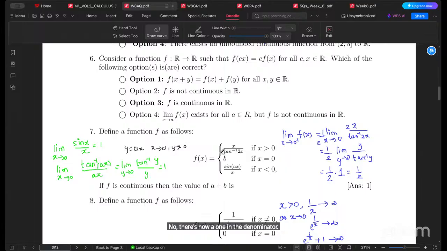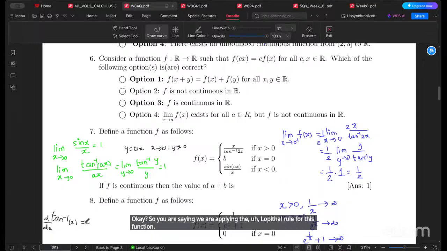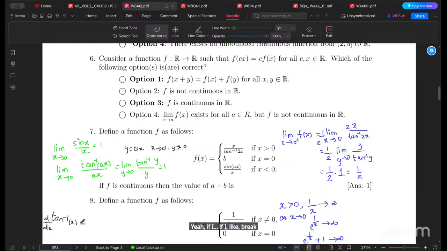See, what you are saying is the derivative of tan inverse of x. Now I'm saying the entire function, like x by tan inverse of 2x. Okay, hold on. Let's see. So you are saying we are applying L'Hopital's rule for this function. Yeah, if I break tan inverse x in algebraic terms. Yes, so what is the derivative of this?